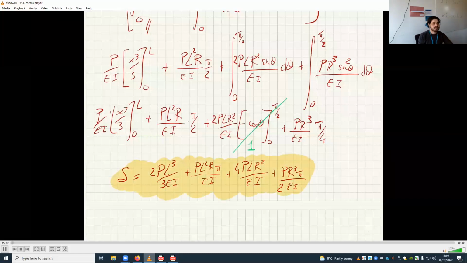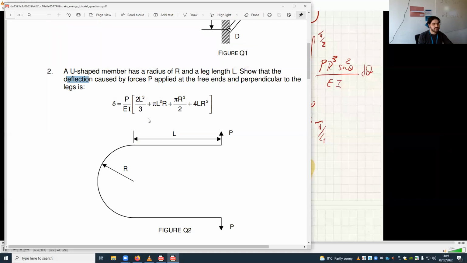So let me check the solution. And we have P over EI, or of course you can take this as a subject. So it's 2PL cubed over 3. This is correct. Yay. This is correct. And this is also correct. I can't believe myself.